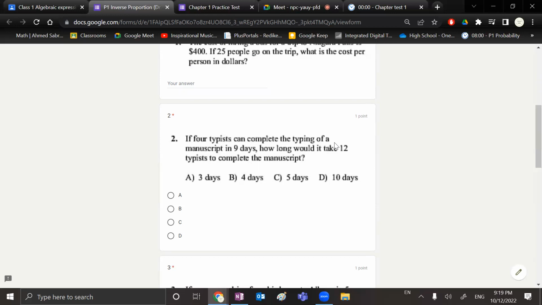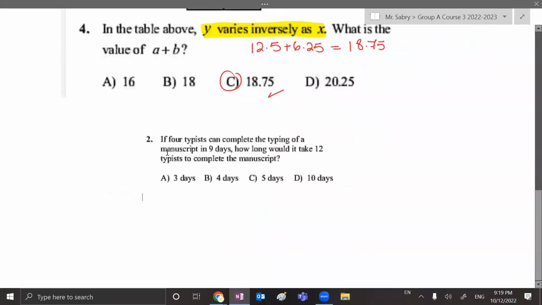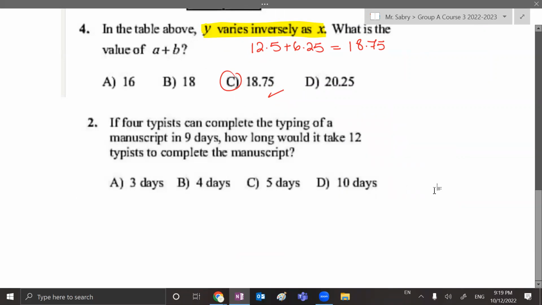So for this one, we'll make a table where we have X and Y. X can be the days and then Y can be the workers. Oh, but you go from 9 to 12. Okay, so you're saying X is 9, right? And Y is what? Yeah, 4. I'd say the other way around. I'd say X is the 4 and Y is the 9.